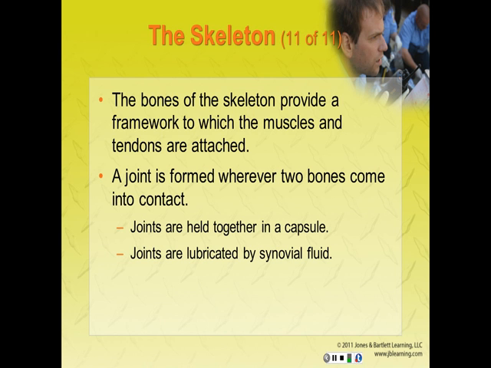Joints are held together in a tough fibrous structure known as a capsule, which is supported and strengthened in certain key areas by bands of fibrous tissue called ligaments. In moving joints, the ends of bones are covered with a thin layer of cartilage known as articular cartilage, and joints are bathed and lubricated by synovial or joint fluid.